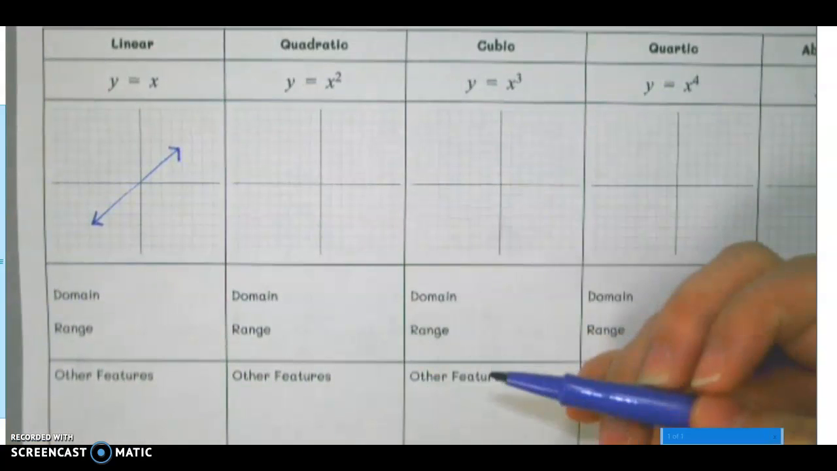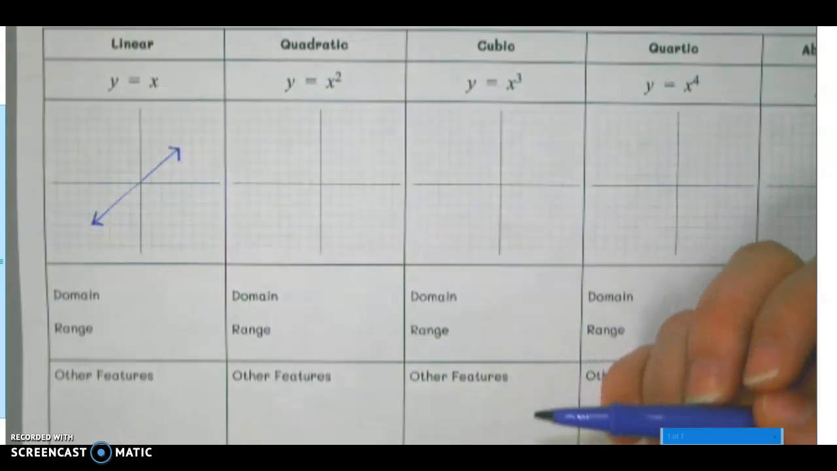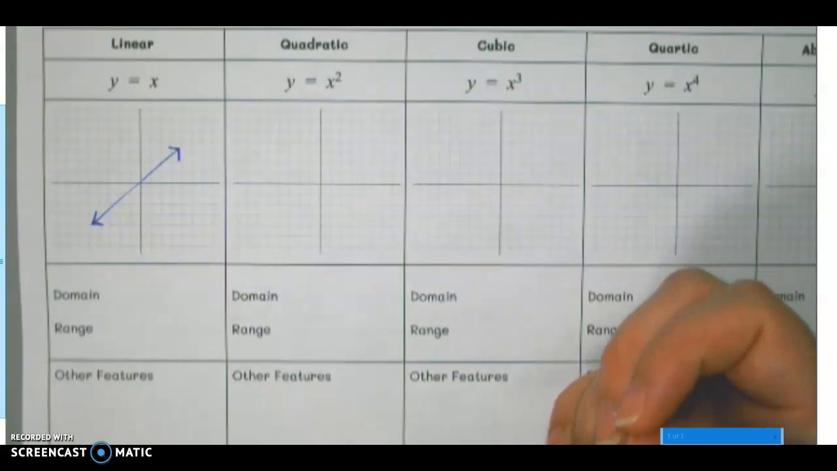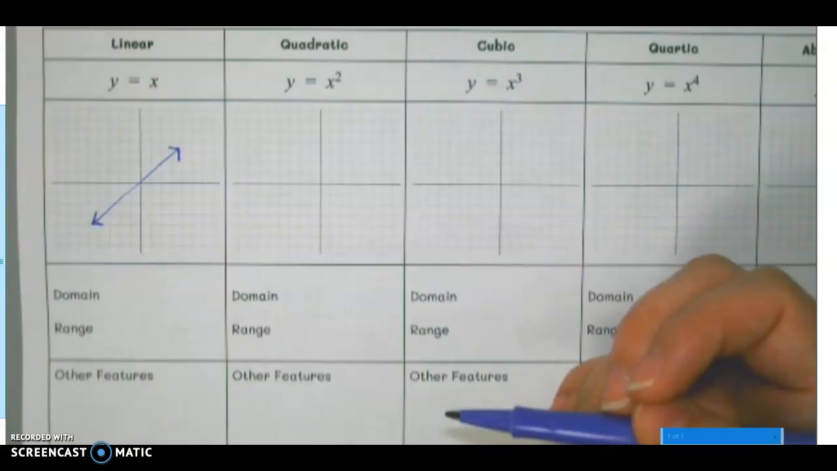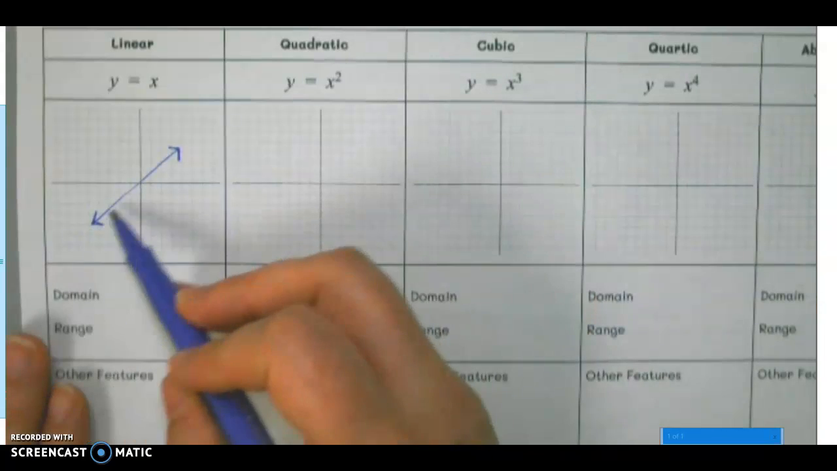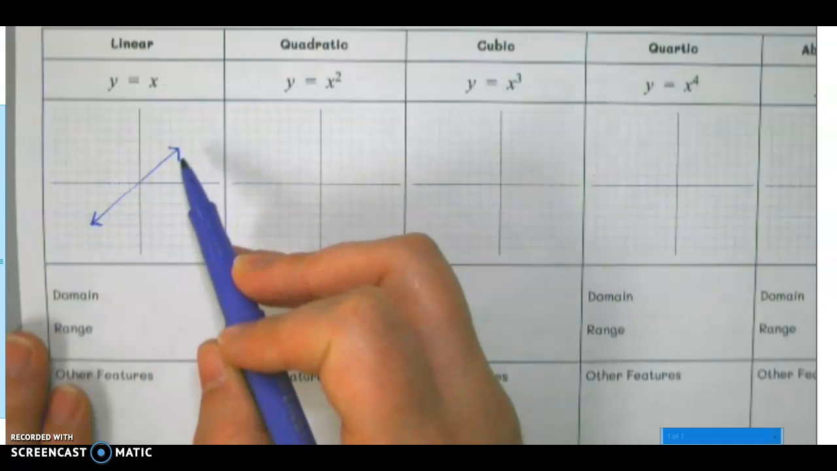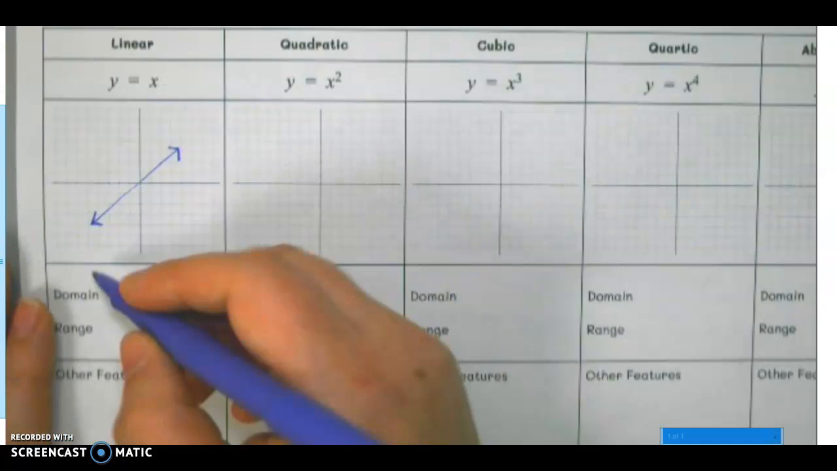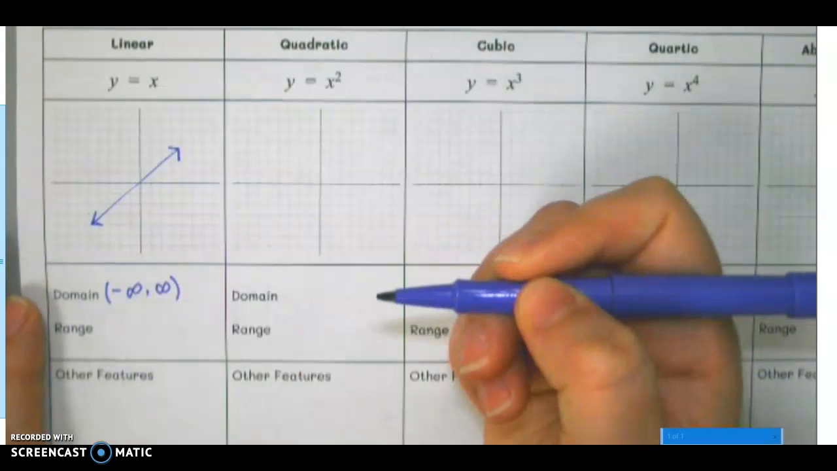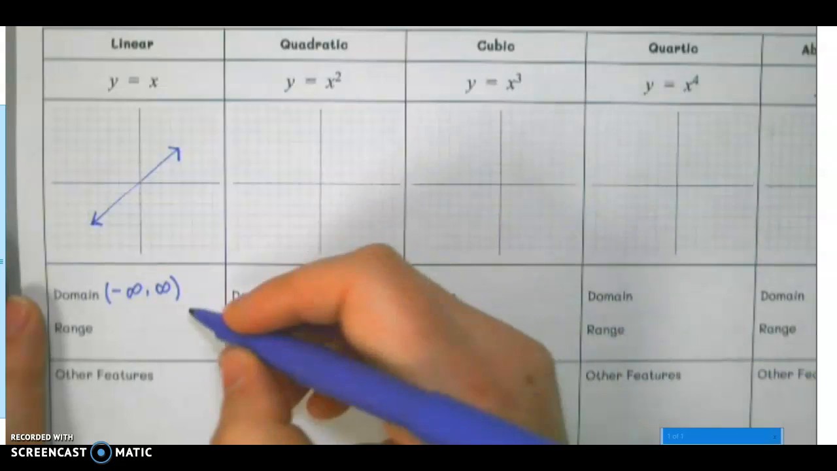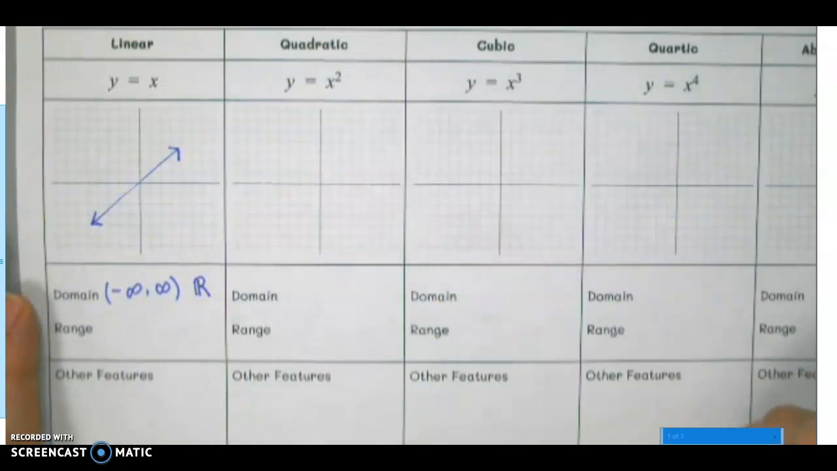The domain and range we're going to go over, but we're going to spend several days talking about domain and range and some of these other key features. For right now, your goal is to be able to identify what the name of the function is. But the domain of linear, anytime your function goes all the way to the left and all the way to the right forever, the domain is negative infinity to positive infinity. A symbol that we can use instead of writing that is this fancy R, which means all real numbers.